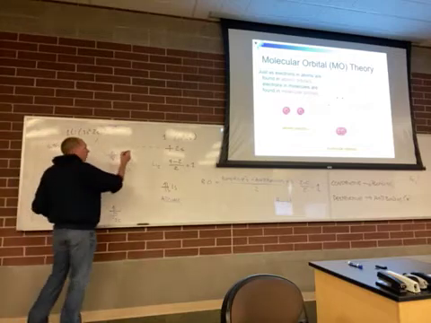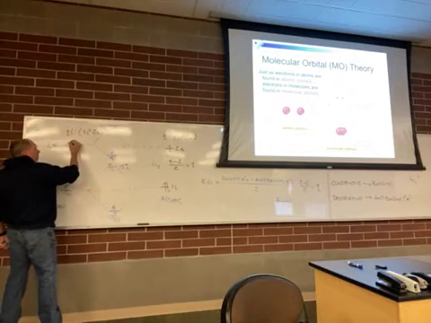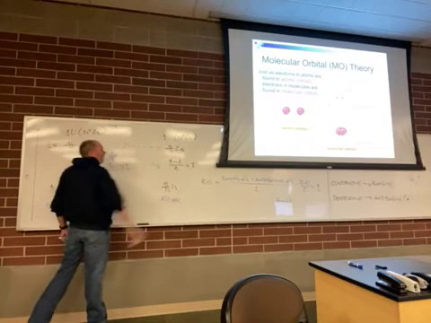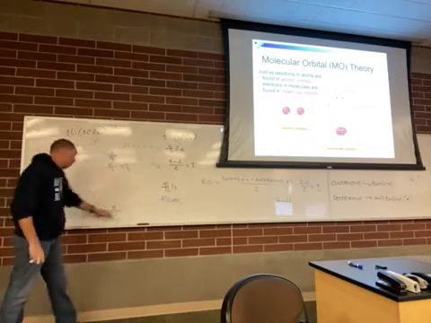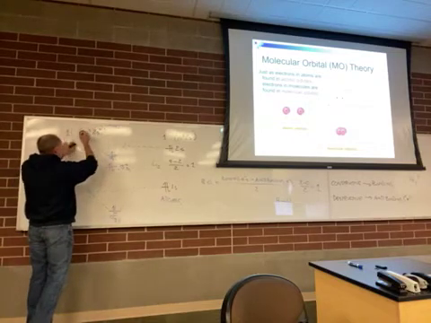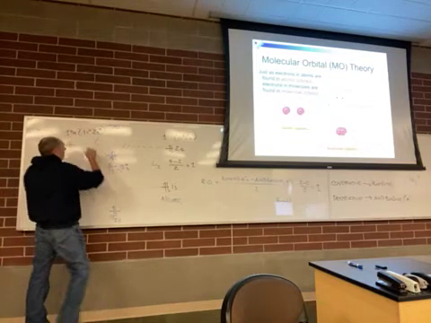Well, watch what happens with beryllium. Beryllium has 4 electrons: 1s2, 2s2. I have to bring all those together. So beryllium looks like this.